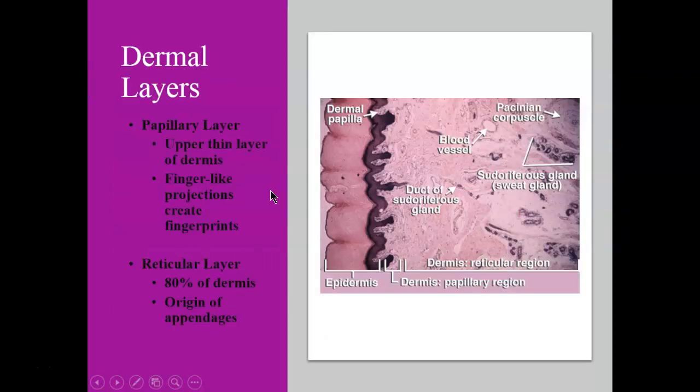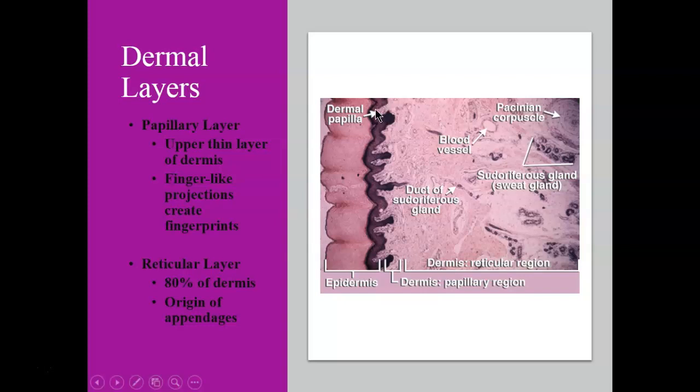All right, so all of this from the dark purple area to the left is going to be the epidermis, okay? The rest of all of this is dermis. So the dermis itself is made up of connective tissues, but it's further divided into two layers.